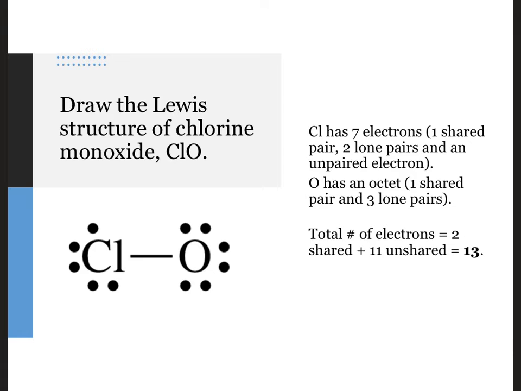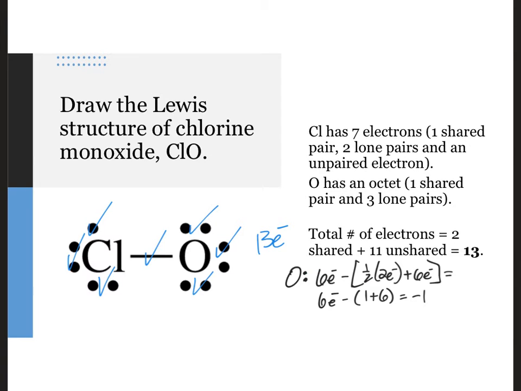Step 7. Verify duets, octets, and the total number of valence electrons. We satisfied octets as best we could in an earlier step. Counting total electrons, we have 2, 4, 6, 8, 10, 12, 13. Checking our formal charges, oxygen comes in with 6 valence electrons, minus 1 from the bond to get 5 electrons, then minus 6 more from the lone pairs of electrons for a formal charge of minus 1.